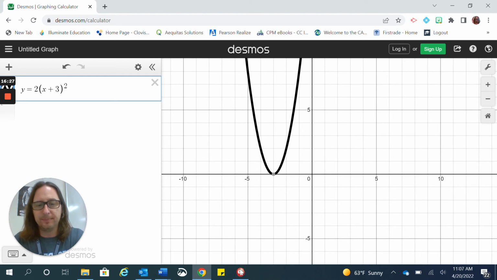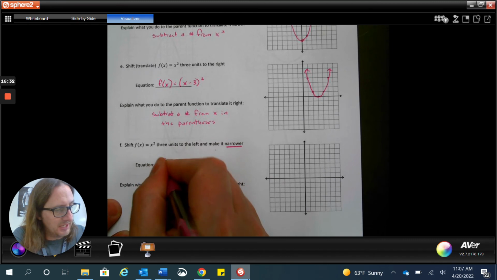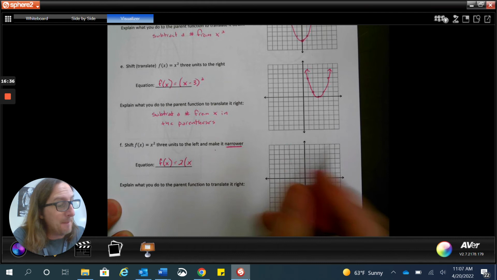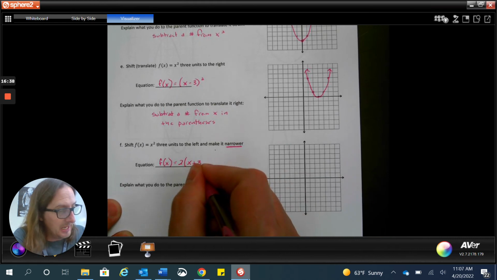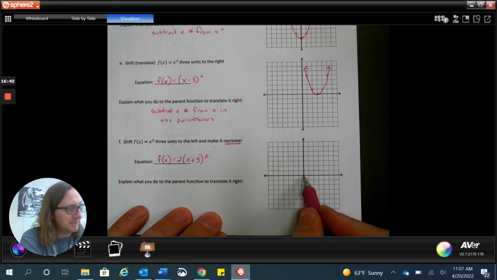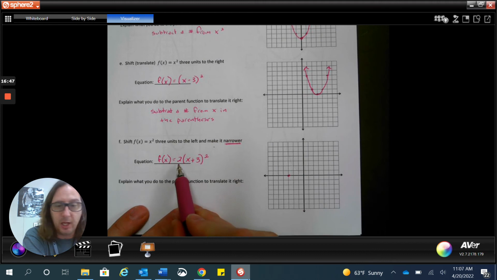All right, so our function that we did was f of x equals 2 times the quantity x plus 3, because we're going left, squared. So this moved our vertex left 1, 2, and 3. We also were making it narrower.